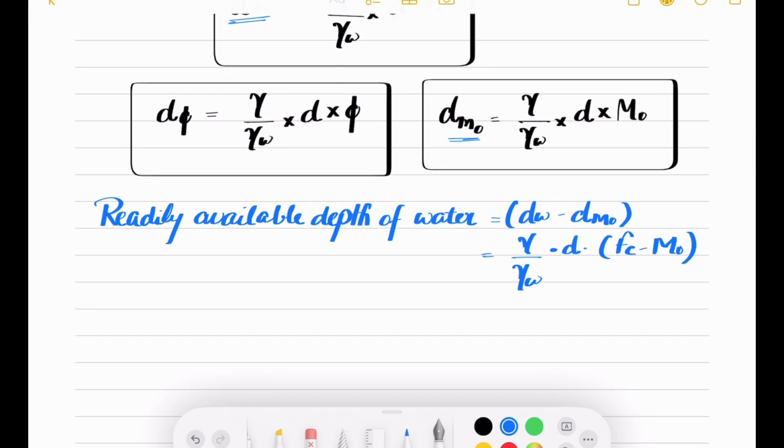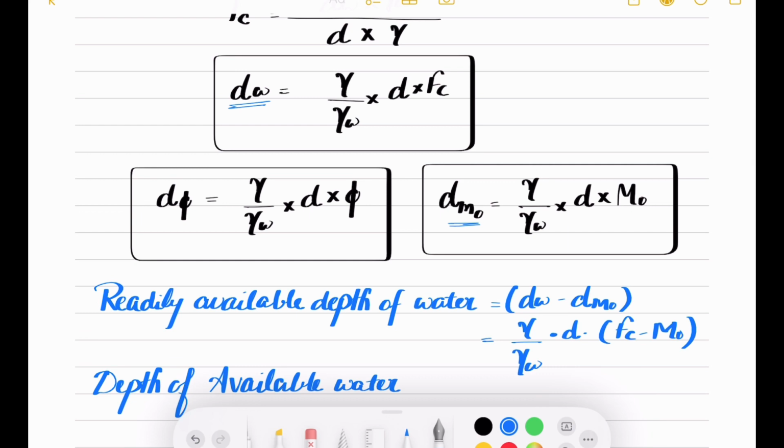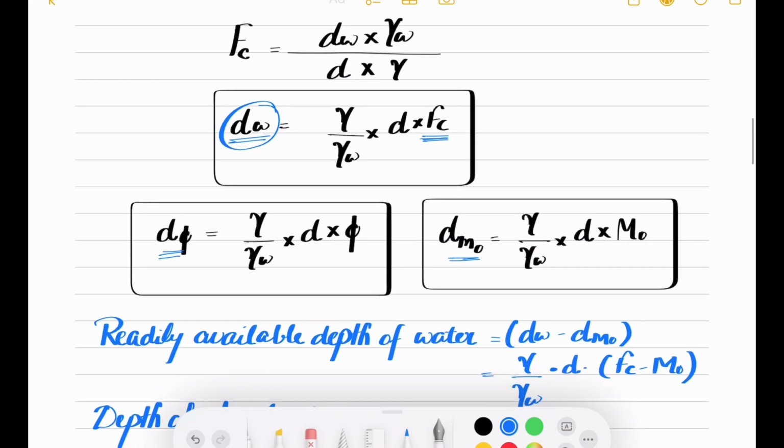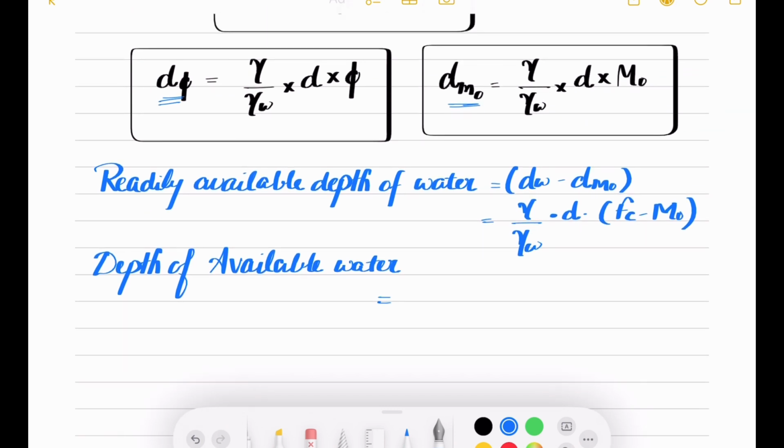Similarly, the depth of available water will be the moisture content at field capacity minus the wilting point moisture content, right? That is the total depth of moisture content that is available in the soil. So depth of water that is available will be equal to dW minus d phi. So through this we have gamma by gamma W into D into Fc minus phi, right?